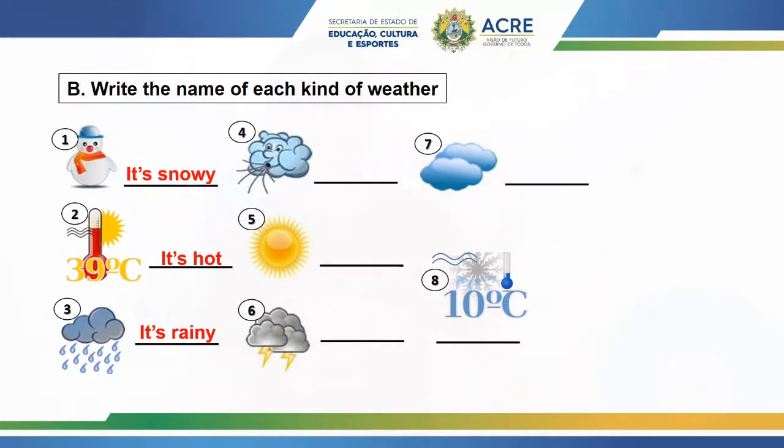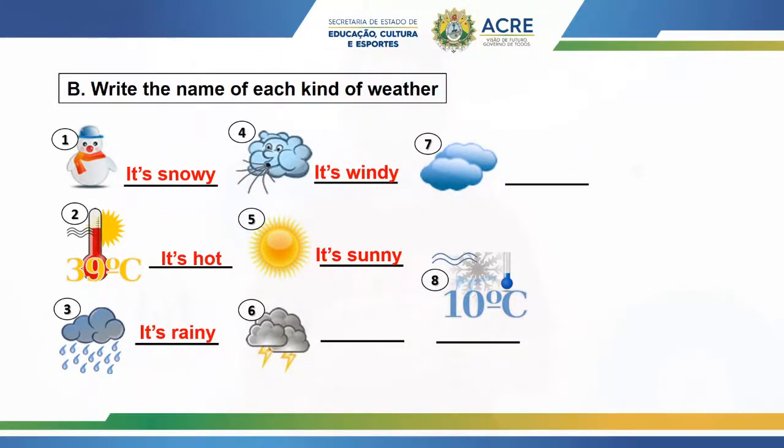Number 4. You can see a cloud blowing. What's the weather like here, number 4? It's windy. Number 5. You can see the sun, an extremely shiny sun. So what's the weather like here? It's sunny. Picture number 6.